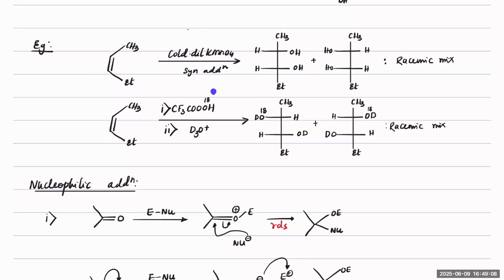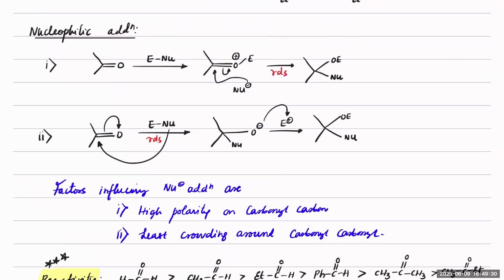Okay. But if at all I take a peroxy acid and then add D3O plus, this is cis molecule. I'll make an anti-addition. So I should get threo. So which is what you will notice. So OD, OD, OD, OD are opposite to each other. Am I clear, beta? Yes, sir.